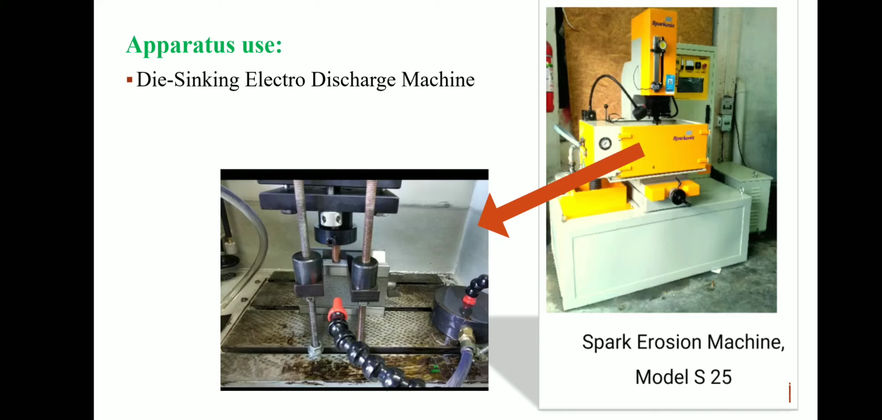The dielectric fluid tank has a capacity of 400 liter. Flashing pressure can be read on separate gauge fitted on the left side of the working tank. The machine has an optimum working current of 25 ampere.